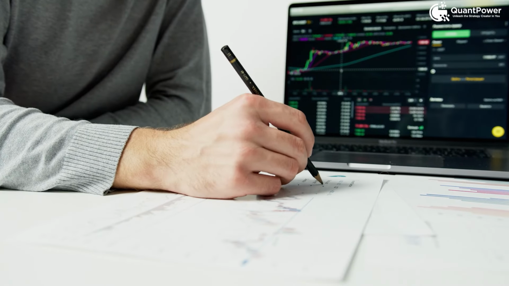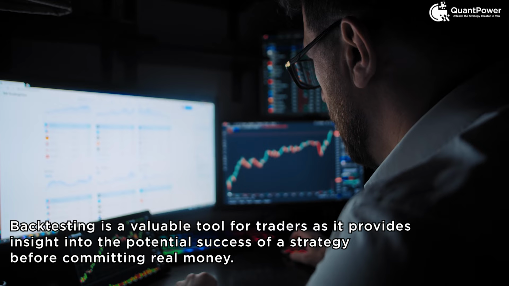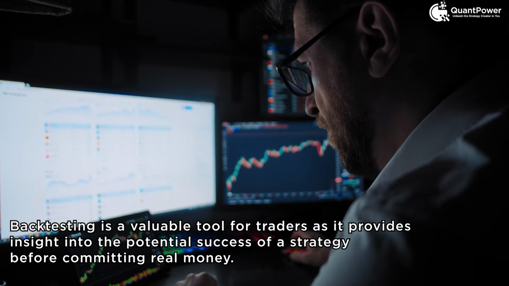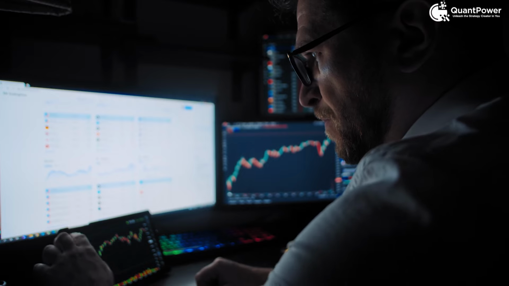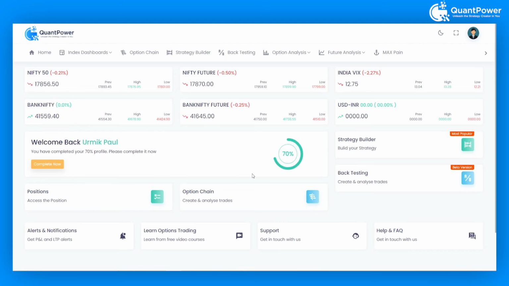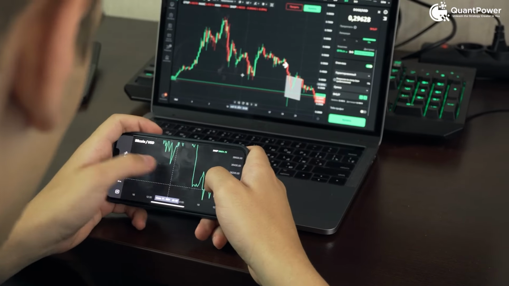In conclusion, backtesting is a valuable tool for traders as it provides insight into the potential success of a strategy before committing real money. And with QuantPower, testing out a simple strategy like the short straddle has never been easier.